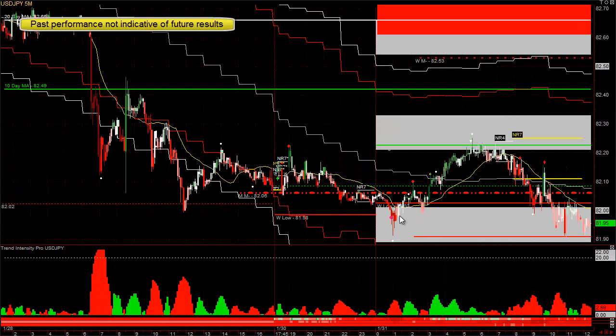Here's the dollar yen. I typically avoid this one. It has a pretty tight 15 pip distance between these Fibonacci areas, and typically you have very low movement, very choppy action when it's in between there.